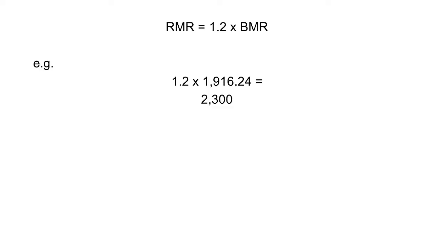You obtain this number by multiplying your basal metabolic rate by 1.2. So for me, taking my basal metabolic rate of 1916 and multiplying that by 1.2 gives me 2,300 calories. So that is how many calories I should eat on a day of rest. But if I also did any exercise, I would also need to add any energy I burnt off doing that exercise to my resting metabolic rate.